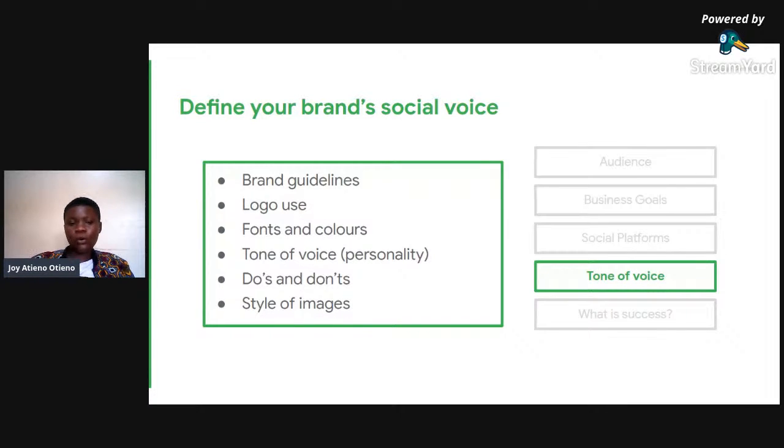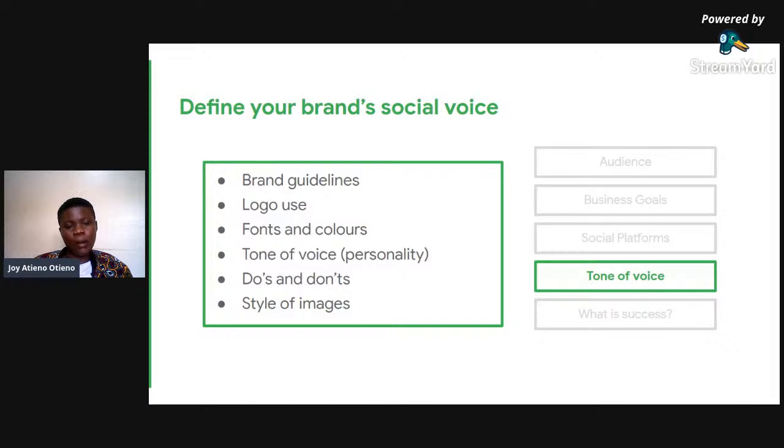And then number 4, after you have chosen the right platform, you want to identify the kind of brand voice that you want to exude. What is the brand voice that you want to be recognized with? You need to establish things around the fonts that you will use, the colors that you will use, the style of images, the logo that you will use. All this will be able to bring out what you call your tone, your voice, or your personality.